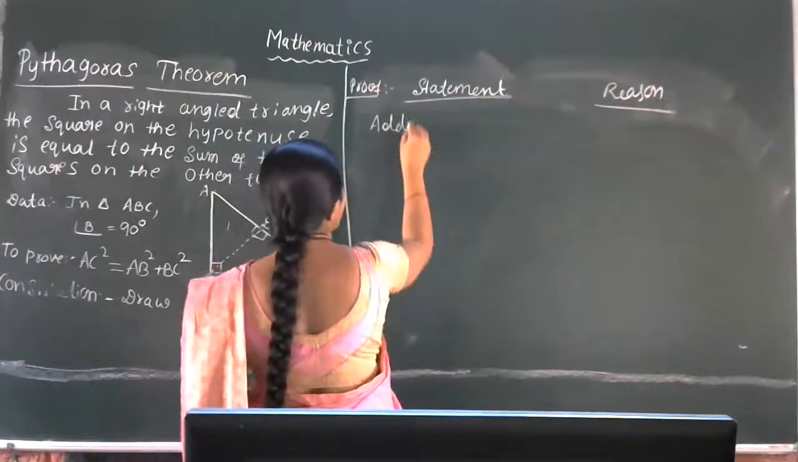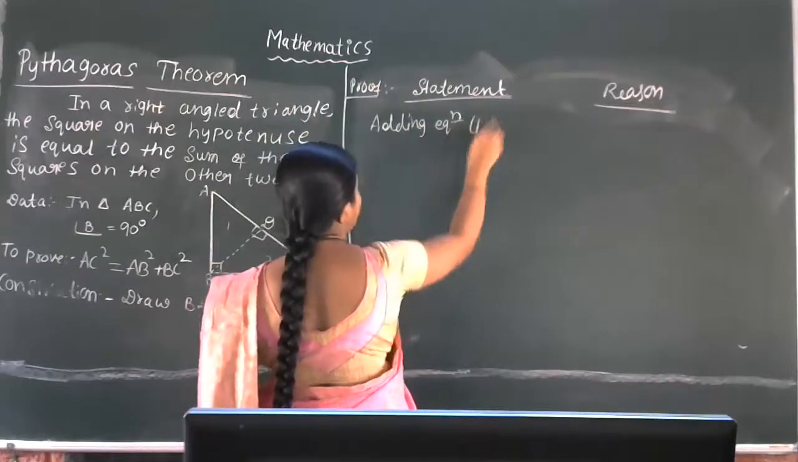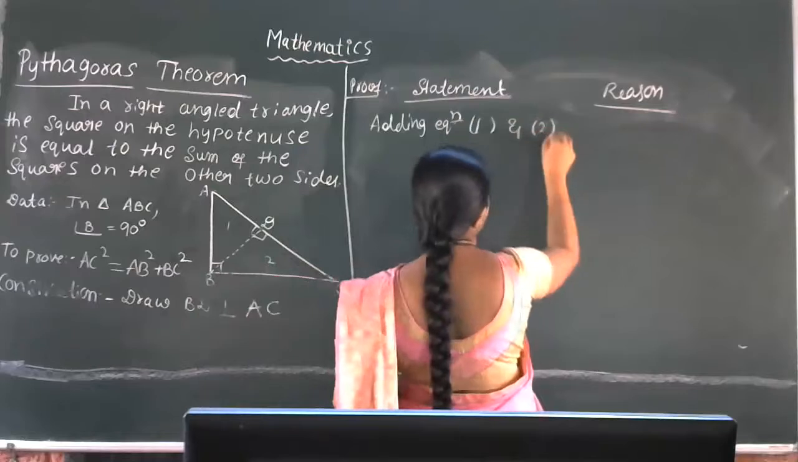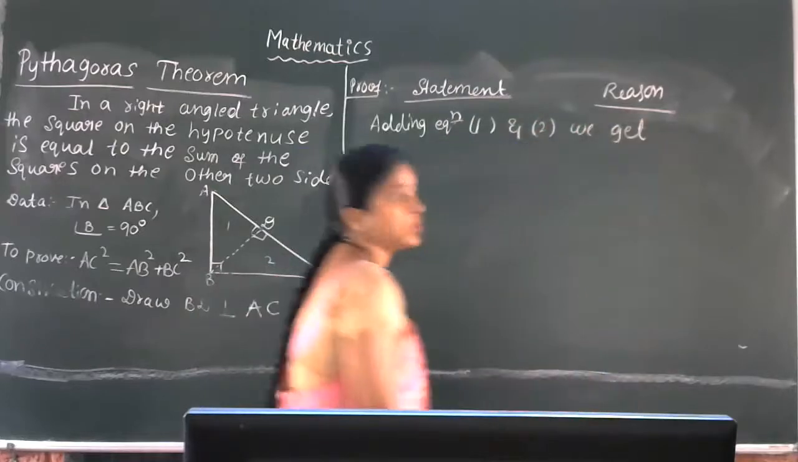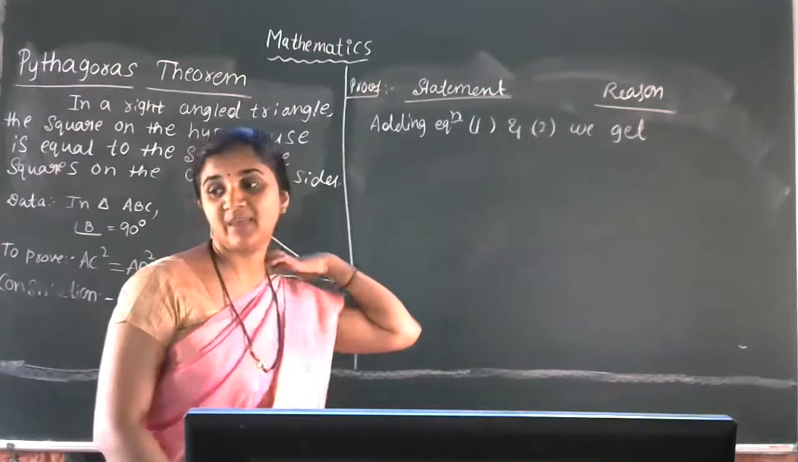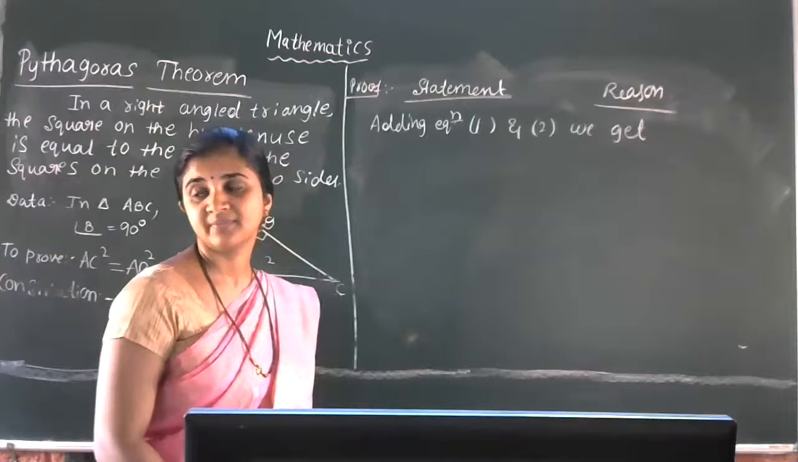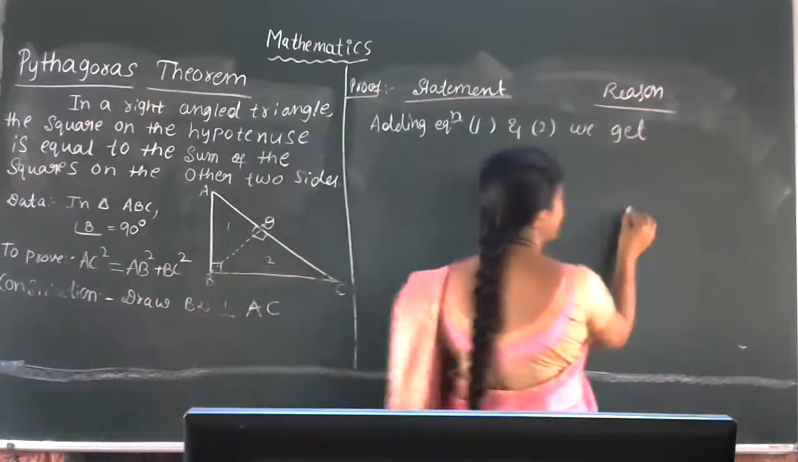In any right angled triangle, the square on the hypotenuse is equal to the sum of the squares of the other two sides. This is the proof of Pythagoras theorem. Very simple, no? So yes, Pannaga, AC square, right answer. The theorem is a very simple theorem.